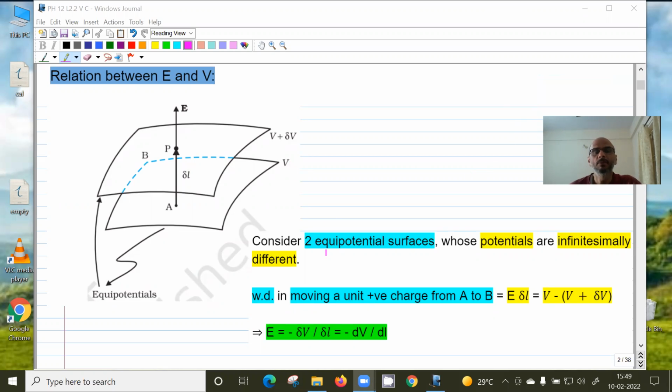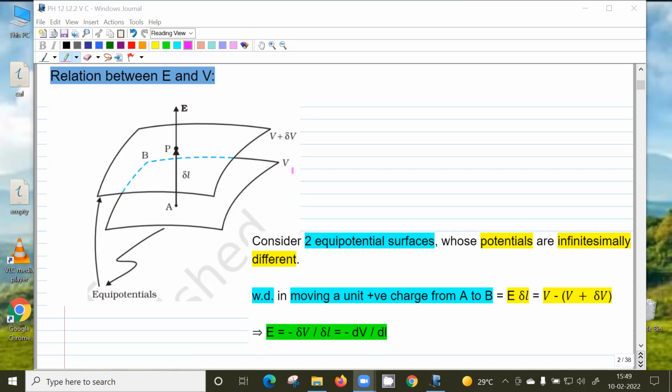So you know what an equipotential surface is, right? Yes, sir. All the points on that surface will be at the same potential. Okay. So here there are two equipotential surfaces. One is at potential V, another one is at V plus delta V. So they are very close surfaces.